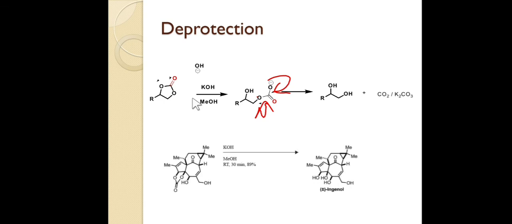So friends, this is an example of carbonate deprotection. This is a natural product, and these two protected OH groups are deprotected in the presence of KOH and methanol to the free OH. Okay, so this is an example of Ingenol. This is also one of the natural products. So this is how carbonate deprotection is carried out in the presence of bases.